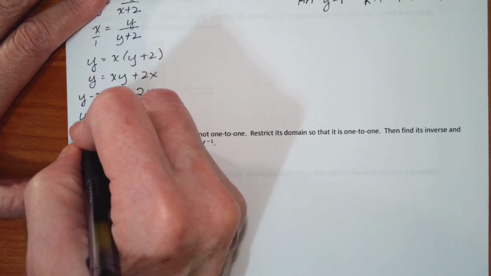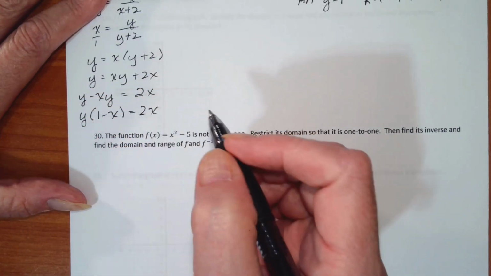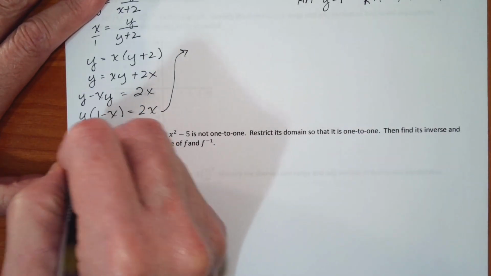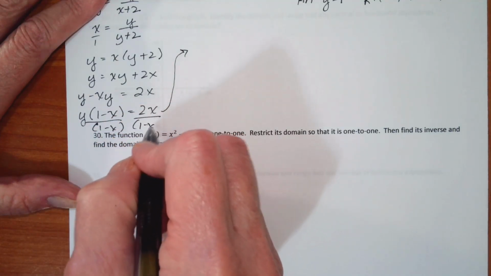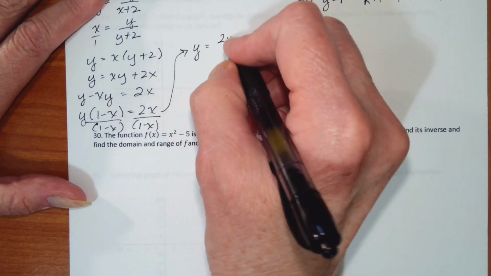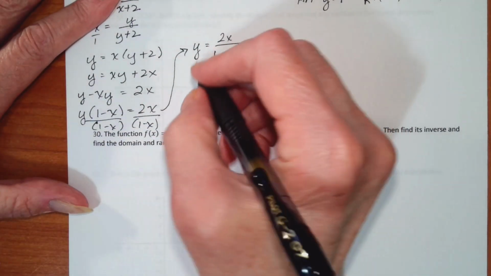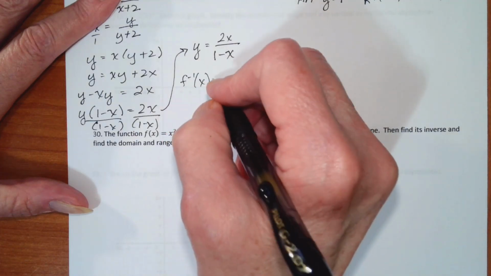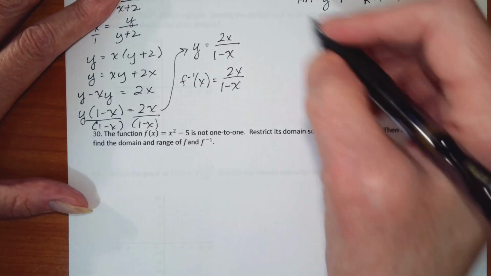If I factor out a y, I get y times 1 minus x is equal to 2x. And I'm going to have to go up here now. If I divide both sides by 1 minus x, I get that y is equal to 2x divided by 1 minus x. So that tells me that f inverse is equal to 2x divided by 1 minus x.